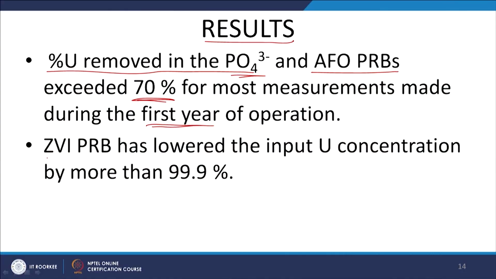But as you can see, again, as expected from the relevant column test, the zero valent iron PRB has lowered the input concentration by more than 99.9% for more or less the whole year though. Obviously, they have run it since then for greater time, and even for that, I believe for 10 years or so, it worked pretty well. But keep in mind now you can see apparent differences in the performance of the relevant PRBs. So let's look at these aspects in greater detail.